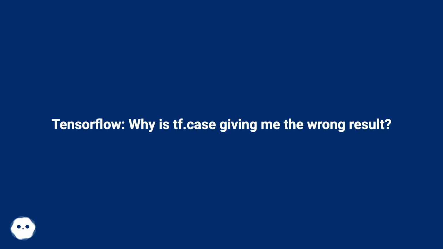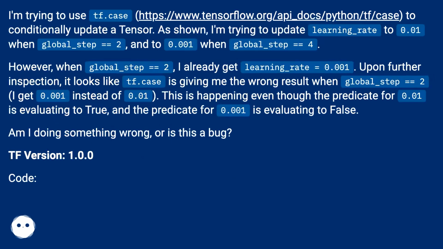TensorFlow, why is tf.case giving me the wrong result? I'm trying to use tf.case, this URL, to conditionally update a tensor. As shown, I'm trying to update learning_rate to 0.01 when global_step equals 2, and to 0.001 when global_step equals 4.